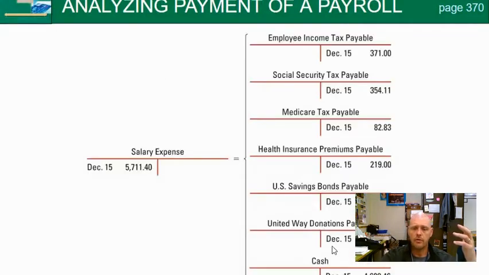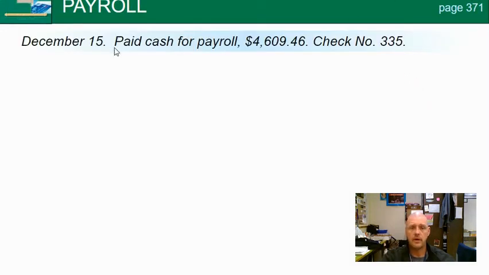So here's what our journal entry looks like, old school Accounting 1, Chapter 2, T accounting it up. One debit of salary expense, which adds up to all of these taxes payables, and a credit to cash because we're writing out a check. Jump forward to page 371. Here's what our journal entry looks like. So we're going to start out paying cash for semi-monthly payroll, writing out a check for $4,600.